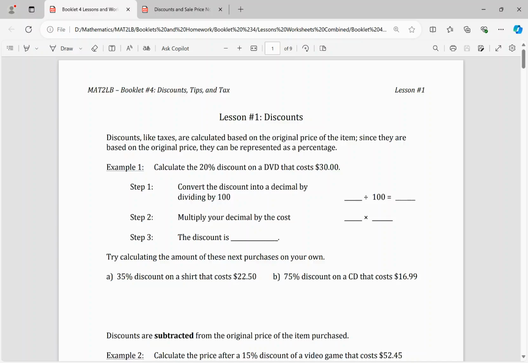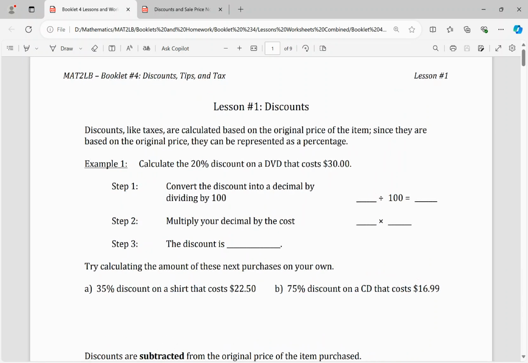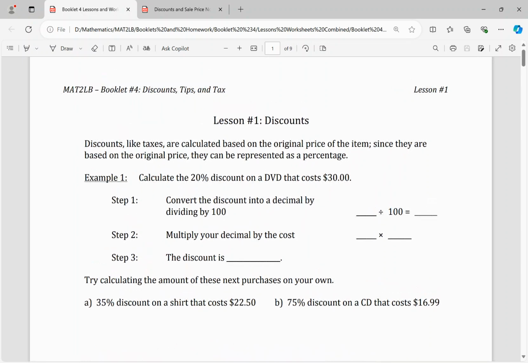Hello, everybody. Today we are going to be going over Lesson 1 in Booklet 4, that is the lesson on discounts. So as we continue to work with money, we not only need to consider the extra money that we pay because of taxes, but also the money that we might save due to deals or discounts. So this lesson goes over a couple of ways that you might calculate your final price after a discount.